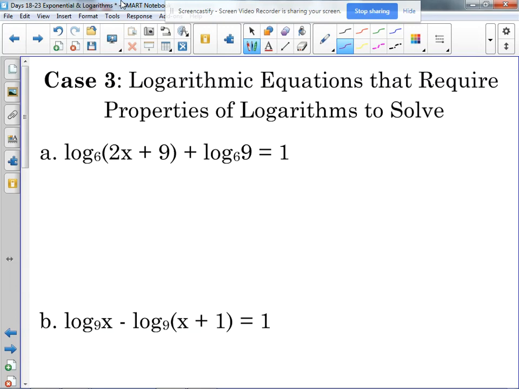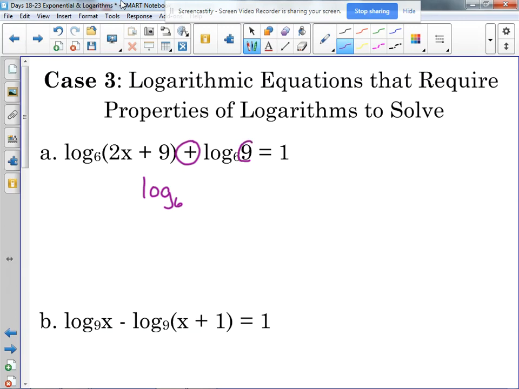We have two logs, so which one do we isolate if we're looking at it from the perspective of what we know to do so far? You can't make that choice. You have to use the properties of logs to put these together. So we are adding the two logs, so that becomes a single logarithm, and it is the product.